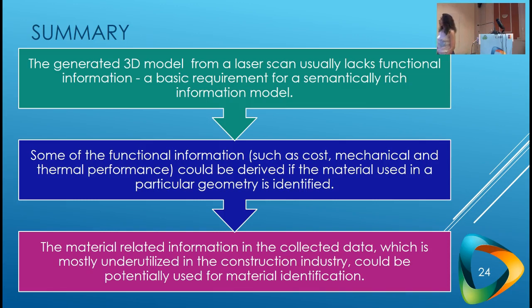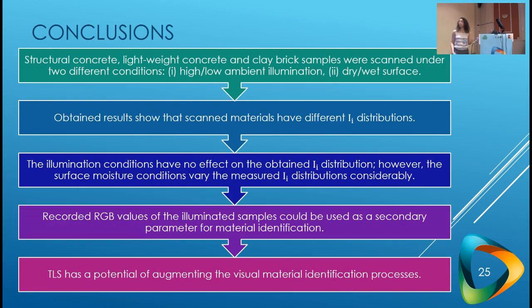In summary, usually the 3D model automatically generated from laser scan data lacks the functional information, which is very beneficial for a semantically rich model and for doing different types of analysis. In our study, we tested some samples in lab conditions and have seen that the reflectance intensity distributions can be used successfully to differentiate different types of materials.